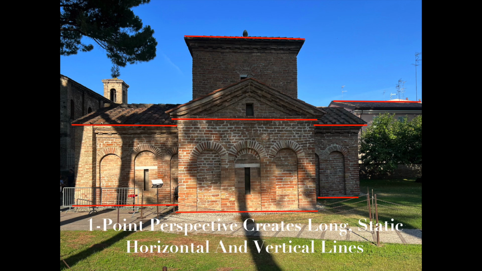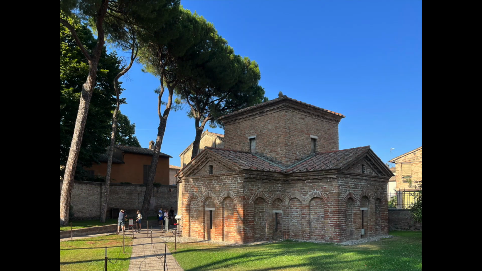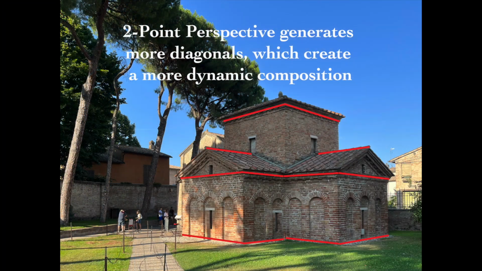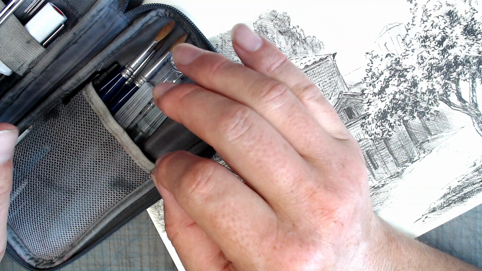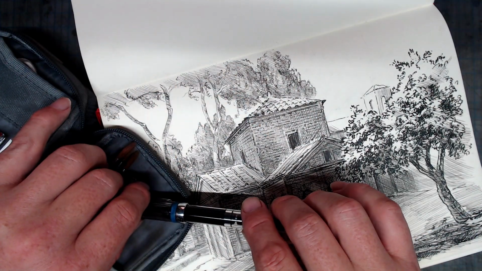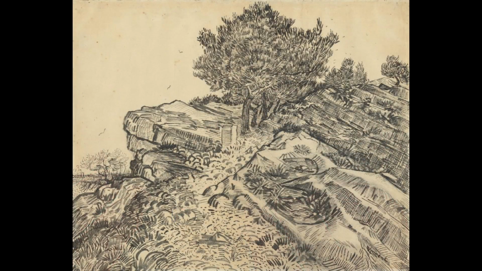Though there are a few diagonals here and there, the many long horizontals make this reference less dynamic and weaker than this one. This photo was taken from a two-point perspective angle, which creates more diagonals that give the composition more movement. A simple rule of thumb is to look for two sides of a building, a left side and a right side. If you can only see the front, chances are you'll get a weaker composition out of it. Let's take a look at a few more drawings by Van Gogh, and note the use of diagonals in almost all of his compositions.